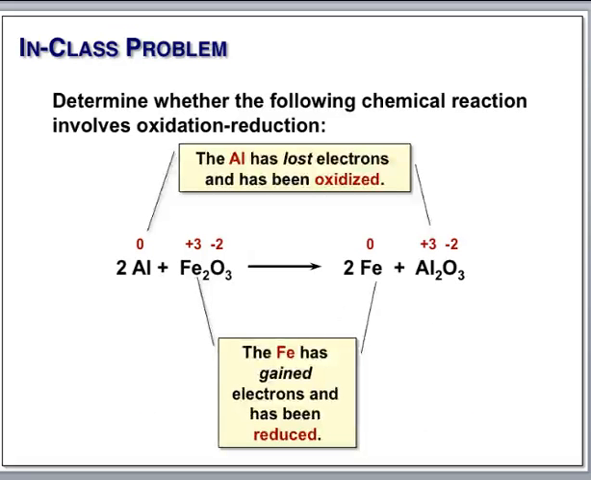Aluminum has lost electrons, 0 to +3. Iron has gone from +3 to 0 and gained electrons. This has been oxidized. This has been reduced. Oxidation is the loss of electrons.